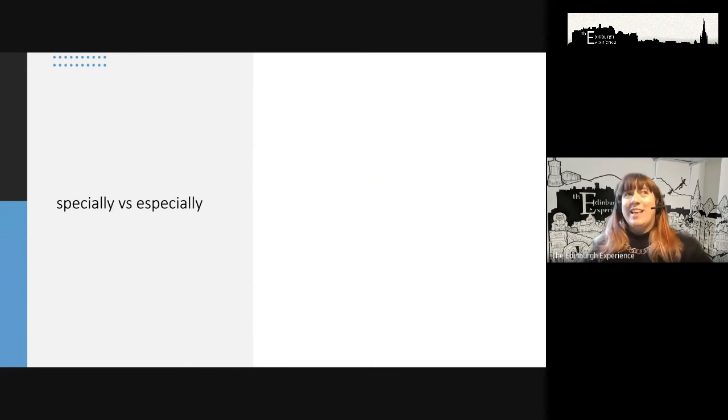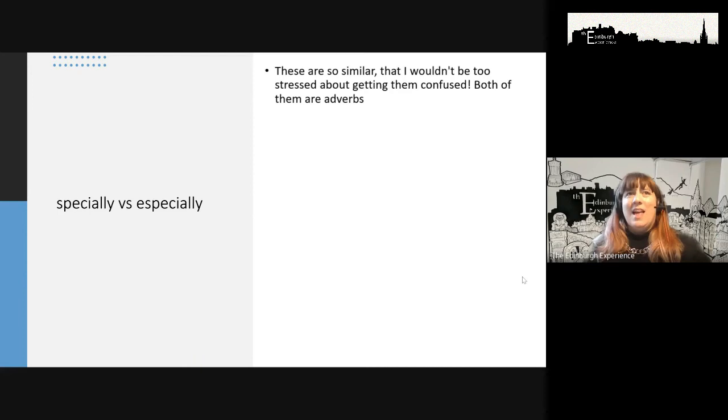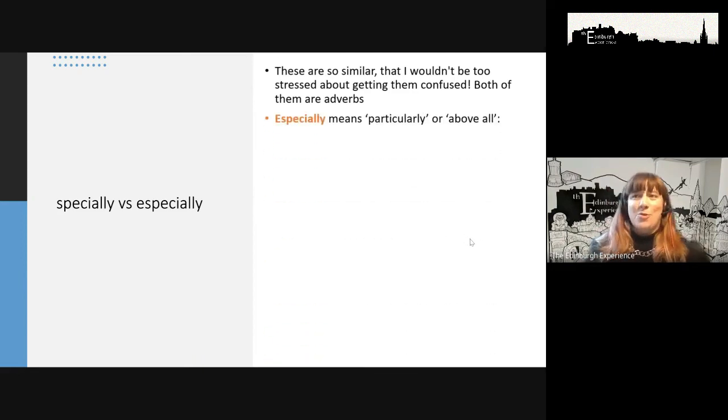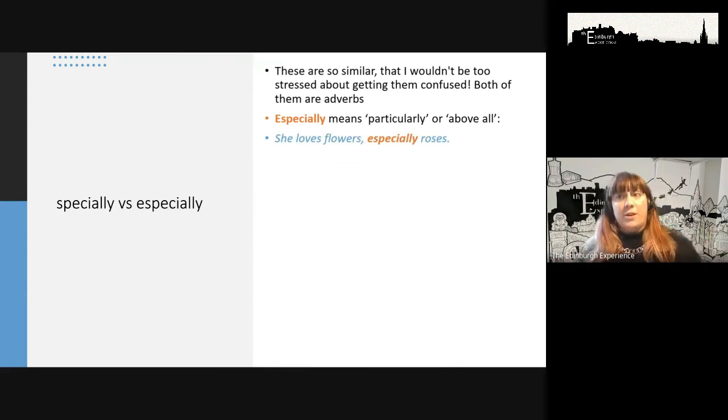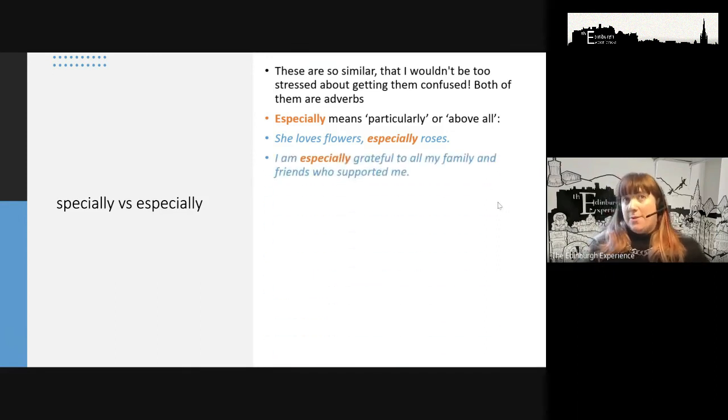Now, specially and especially, these are very, very similar words. I wouldn't get too worried about confusing them because they're used in a very similar way. Both of them are adverbs, but I'm going to explain it because people often ask me. So, especially means particularly or above all. So she loves flowers, especially roses. I could also say in particular, roses. I am especially grateful to all my family and friends who supported me. I am particularly grateful to all my family and friends.